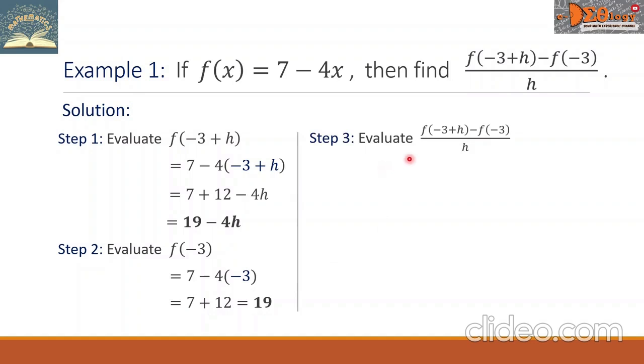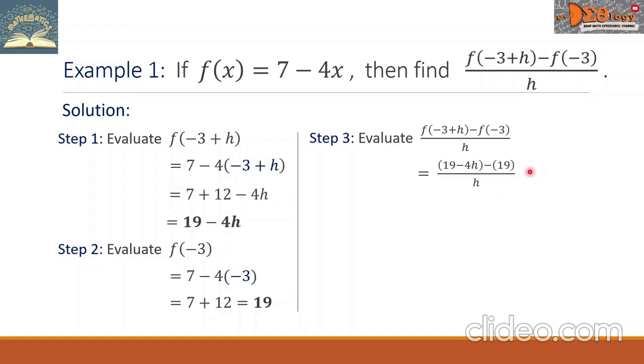Step 3 now is to evaluate our difference quotient. Let us now substitute the corresponding values of the functions in our numerator. We have the f of negative 3 plus h. The value is here, 19 minus 4h, minus the f of negative 3. The answer is here from step 2. That is 19 all over h.